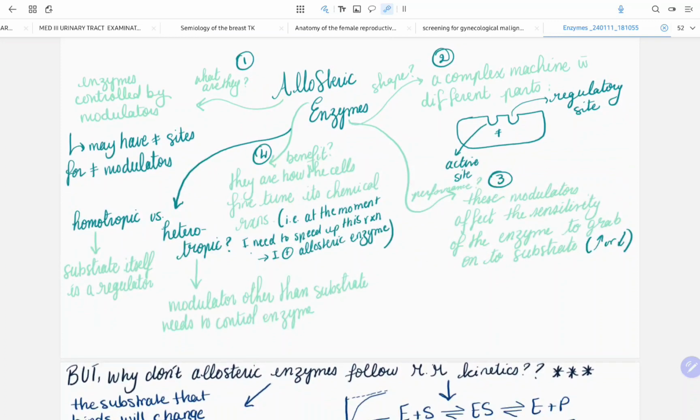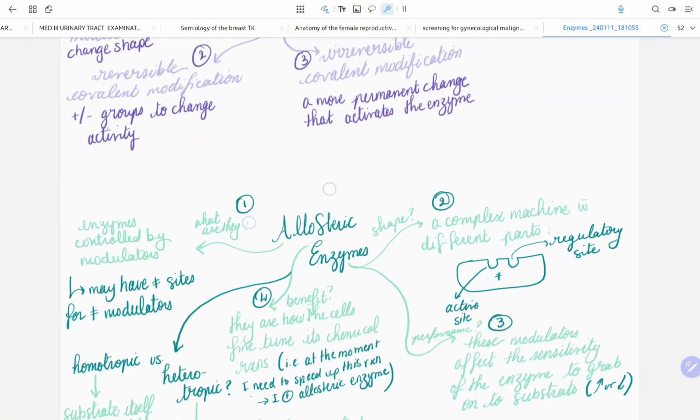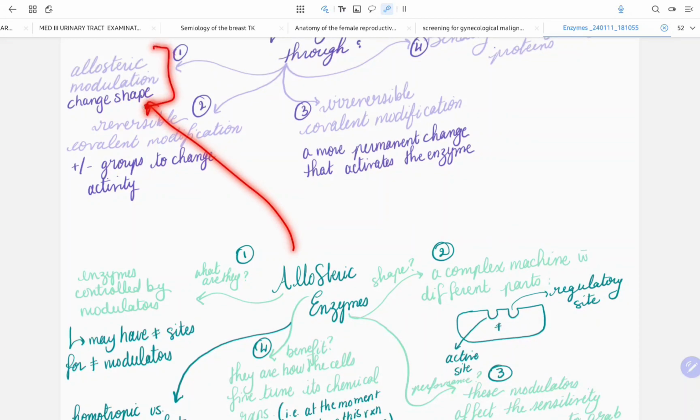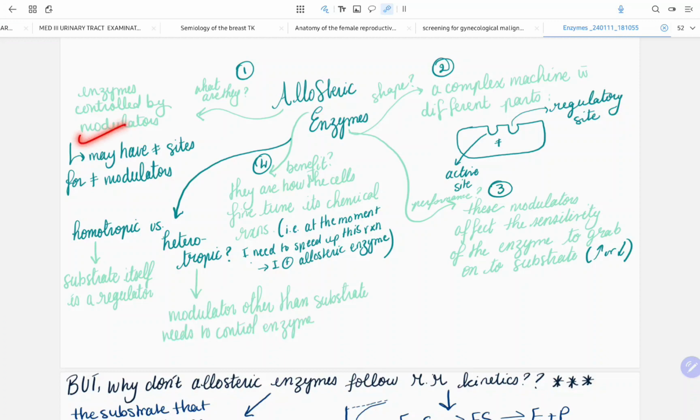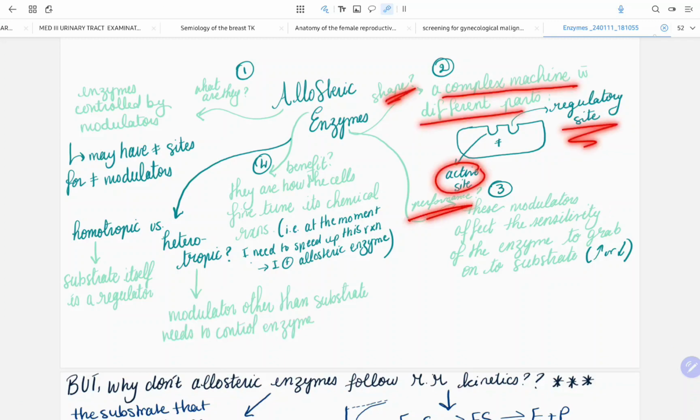Now, what are allosteric enzymes? Allosteric enzymes are enzymes that are controlled by allosteric modulators, right? So they are enzymes controlled by modulators. They have different sites for different modulators. If you look right here, its shape, it's a complex machine with different parts. This is the active site, this is the regulatory site.